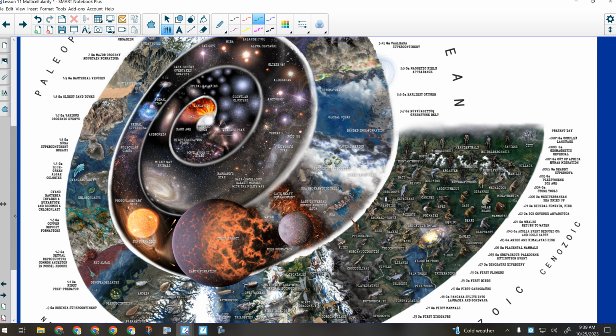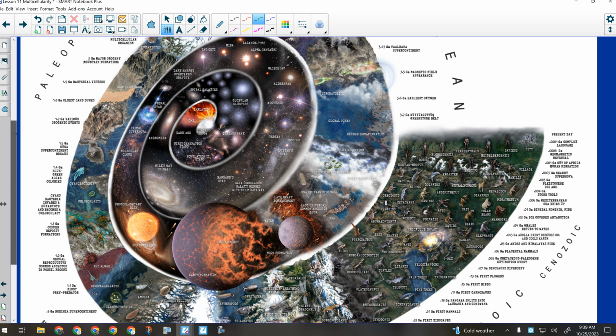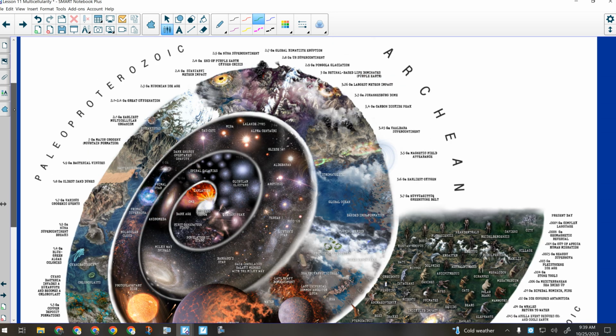You got lots of other organisms forming here. Everything up until this point is really single celled, all single celled and all prokaryotic. You got snowball Earth here, that's the Huronian Ice Age. The Great Oxygenation is what causes that.